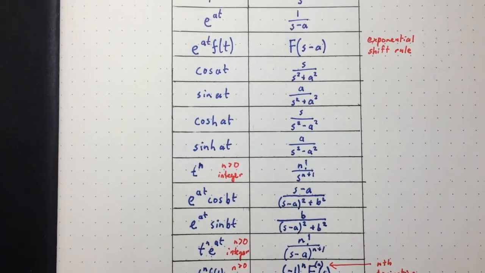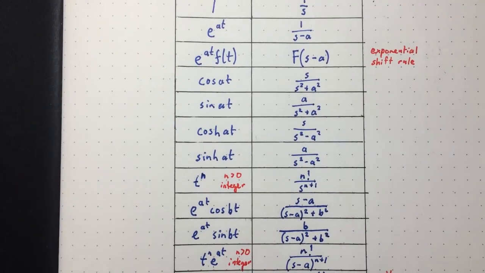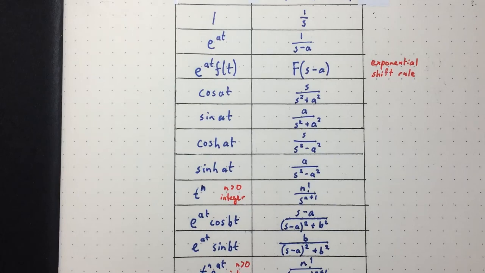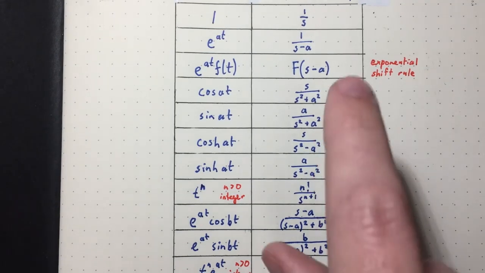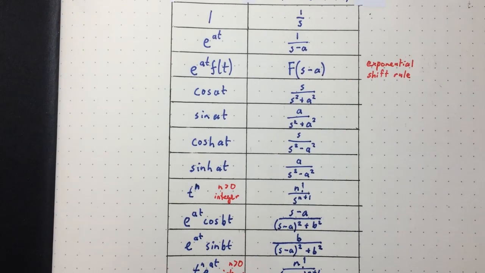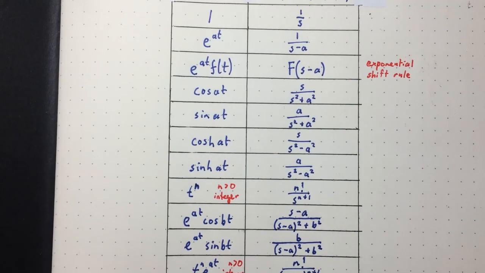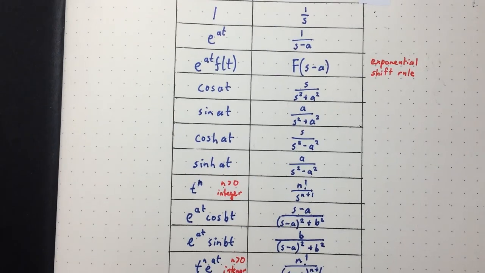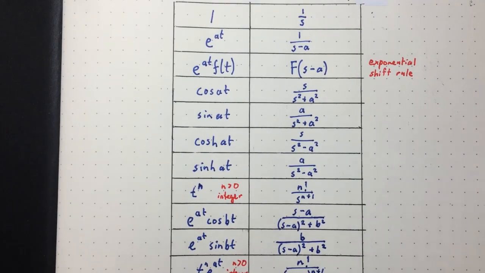Okay, so this is our table so far, and in the next lecture we will talk about how to essentially go the other way. So if we know the Laplace transform of a function, how do we figure out what the function was that we started with? And that's called taking an inverse Laplace transform. And then after that we will finally talk about how this can be used to solve differential equations.